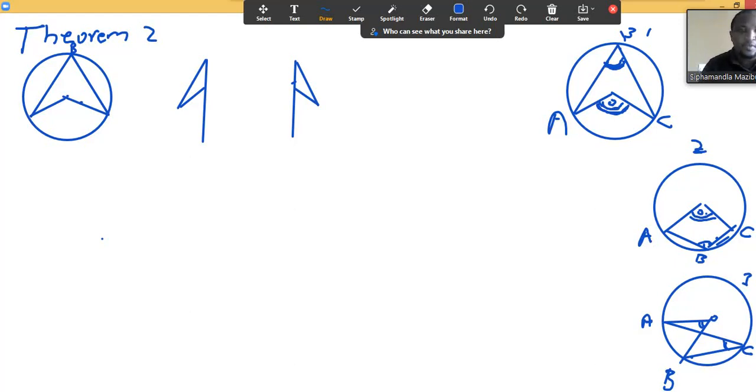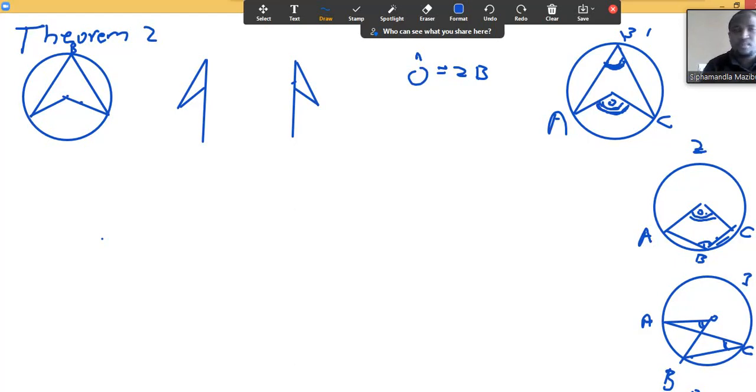Basically we need to prove that angle O is equal to 2B. O is equal to twice B in the situation if you're looking at sketch number 1. Same thing will apply for sketch number 2. If you're looking at sketch number 3, we're just trying to prove that angle O is equal to twice C. Okay, so I'm going to use sketch number 1 to prove this.